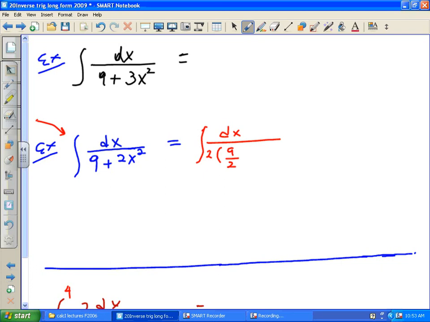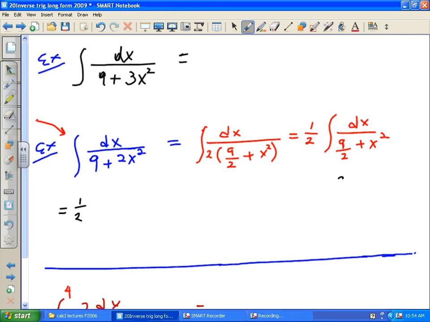9 over 2, right? Because when you multiply, you want to get back to 9. What will be the second one? X squared, because when you multiply, you want to get back to 2x squared. So now it looks more like a standardized arctangent, except that 1/2, I'm going to take it outside of everything. So now this looks more like a number squared plus x squared. Can I use arctangent right now? Or inverse tangent, same thing.